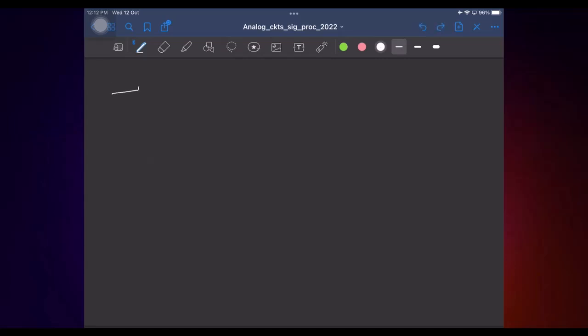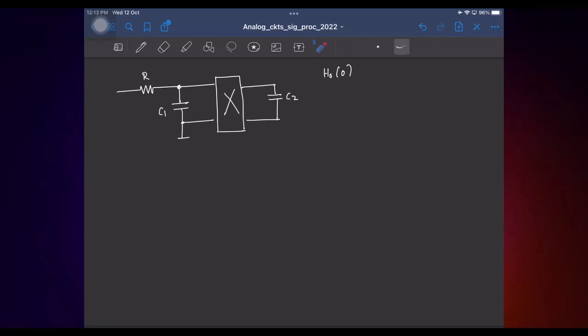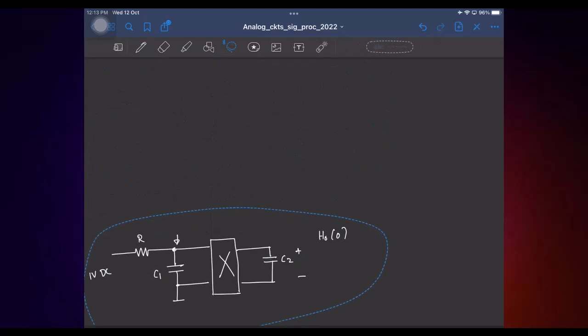Right? Great. So before we move on today, let me actually discuss the fifth question in the second assignment. So the circuit was this. You had an RC filter like this, and you connected a chopper. Basically you are asked to find H0(0), if I take the output across the capacitor cell. What does this mean? We need to apply a 1 volt DC and just find the average voltage across each of the capacitors. That's all.